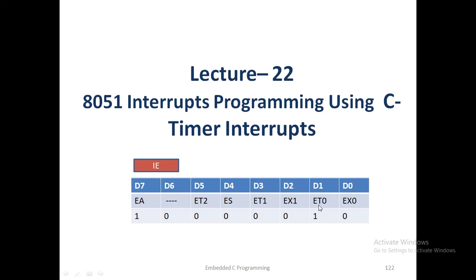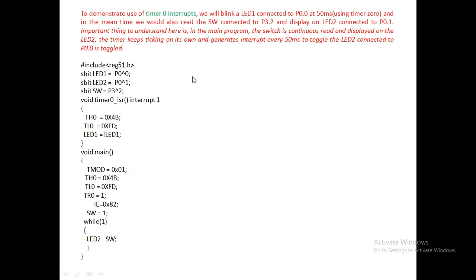Even though you make this particular bit 1, you should make this bit 1, then only the timer 0 interrupt is going to be generated. So 1 0 0 0 0 0 1 0. Why? Because I am using the timer 0 interrupt. I am not using any other interrupt, so I want to enable this interrupt, and I make this bit also 1. I convert this binary value into a hexadecimal value and I will get 82H.